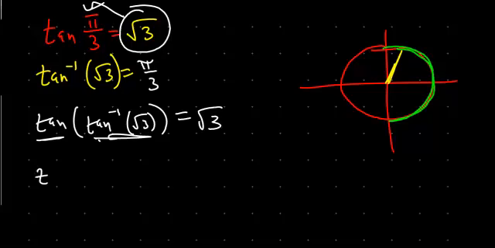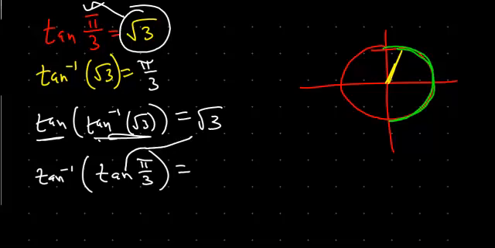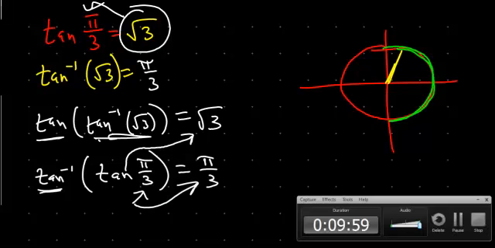If we do the inverse tangent of the tangent of pi over 3, the tangent of pi over 3 gives me root 3. Then the inverse says what angle gives me a tangent of root 3. That's going to be pi over 3. You put pi over 3 in, and you get pi over 3 out of this composition.